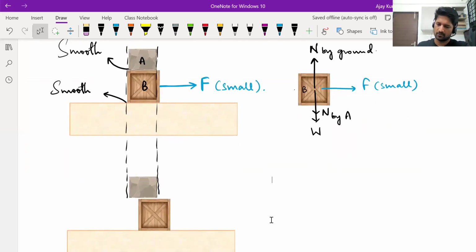Okay, so in the absence of friction, sliding will definitely happen. The block B slides forward. And relatively, the block A slides backwards. It's actually not moving at all, but with respect to B, it will appear as if A has gone backward. So we say it has slid backward or it slides backward.